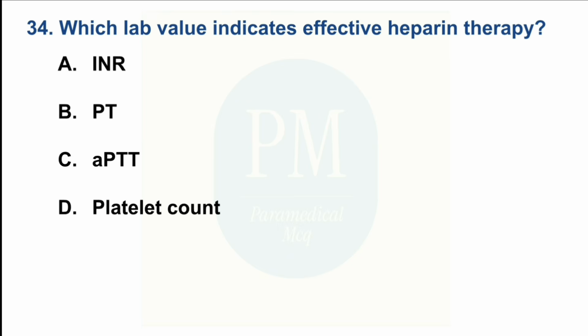Which lab value indicates effective heparin therapy? Option A, INR. Option B, PT. Option C, APTT. Option D, platelet count. The correct option is option C, APTT.